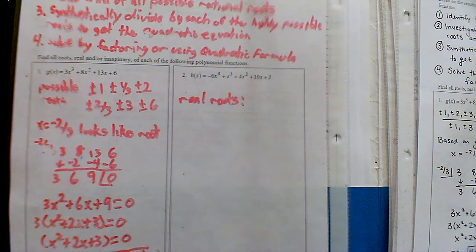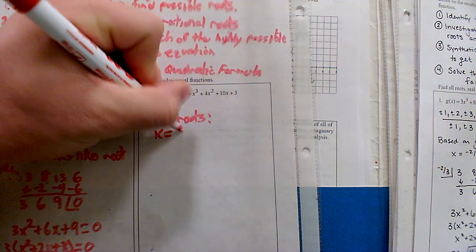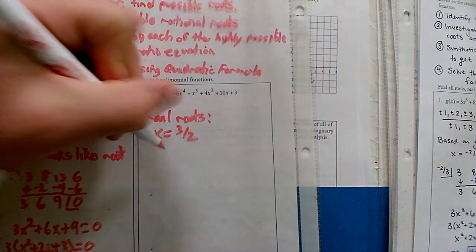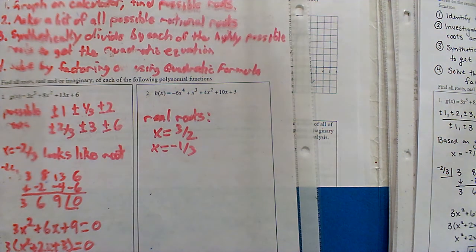Did it work, Marie? All right, so your one real root was what? x equals 3 halves, okay. Did anybody else find a different real root that worked with synthetic division? Three halves does work. Yeah, negative 1/3. So if you didn't have those, go ahead, try those two roots, make sure they work.